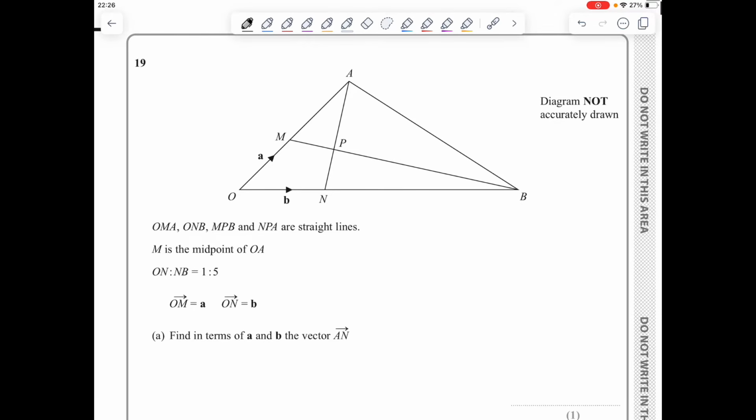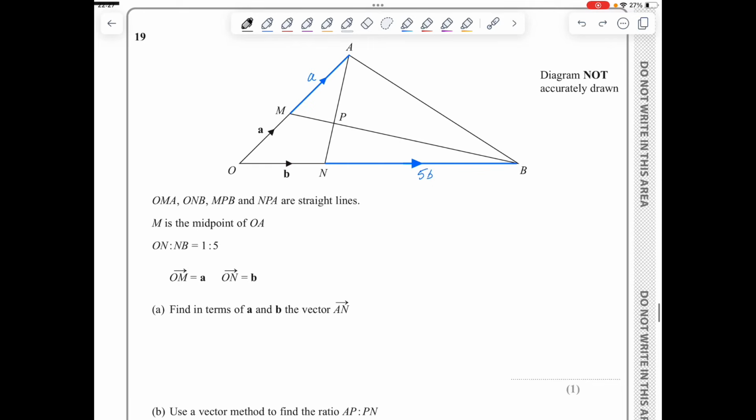In question 19, I have this shape and I'm being told that M is the midpoint of OA. Therefore, if OM is equal to a, then MA is also equal to vector a. Also, ON to NB is 1 to 5. So if this is b, then NB must be equal to 5b. In part A, we need to find the vector AN.